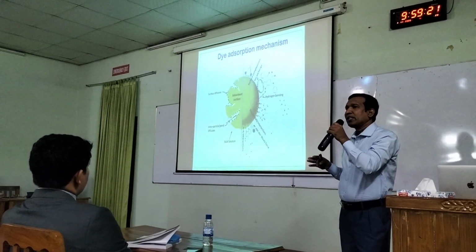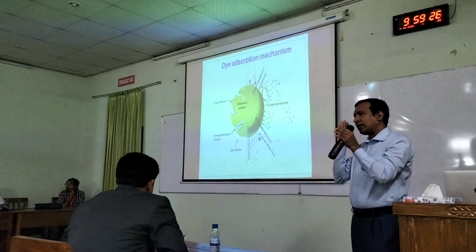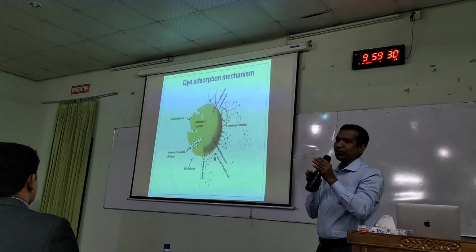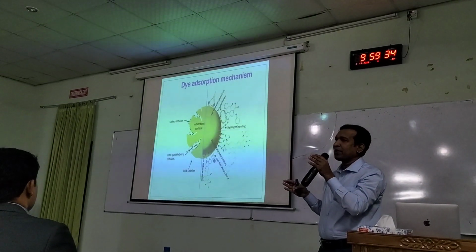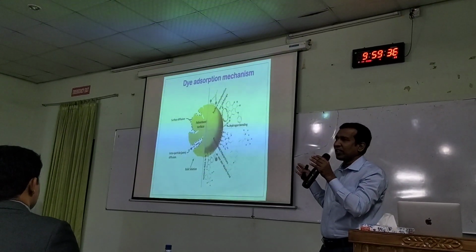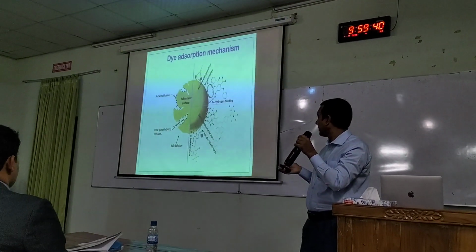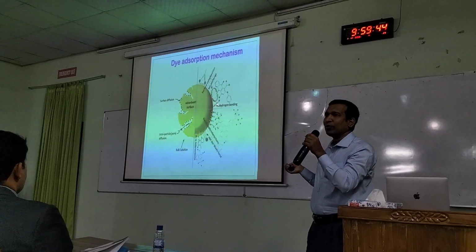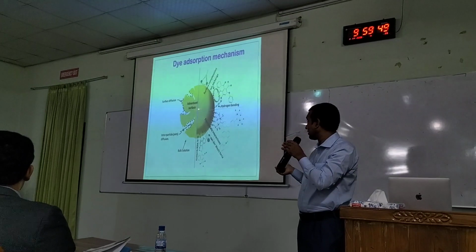One is inner sphere complexation. That means when there are no water molecules between adsorbate and surface, that means there is direct chemical bond formation, which is known as inner sphere complexation. However, in case of outer sphere complexation, there must be a water molecule between adsorbate and surface.